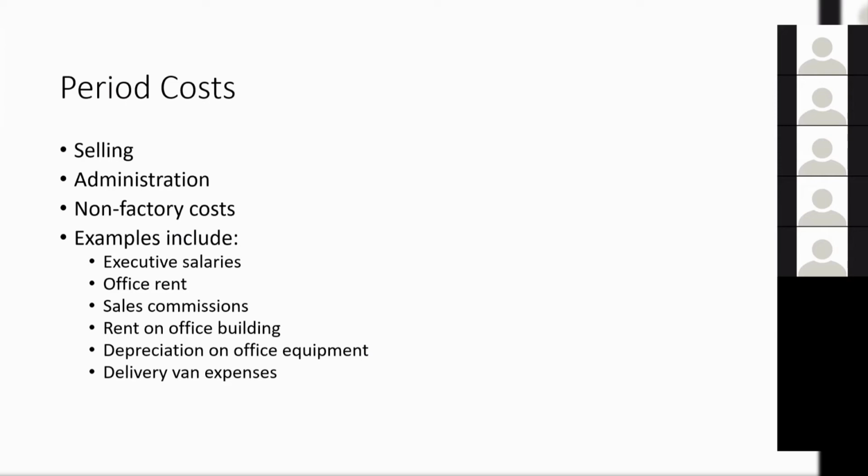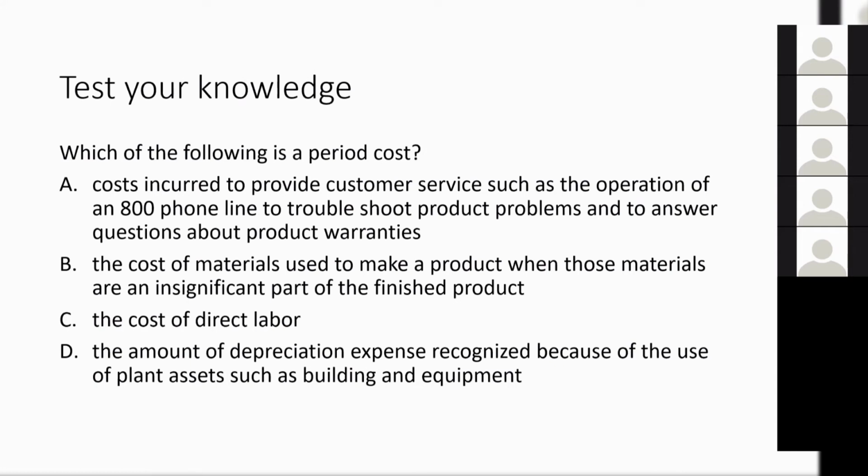We could have executive salaries, office rent, sales commissions, rent on office building, depreciation on office equipment. All of these things have nothing to do with the factory. They are expenses, they are incurred, and they are period costs. Okay, so which of the following is a period cost?